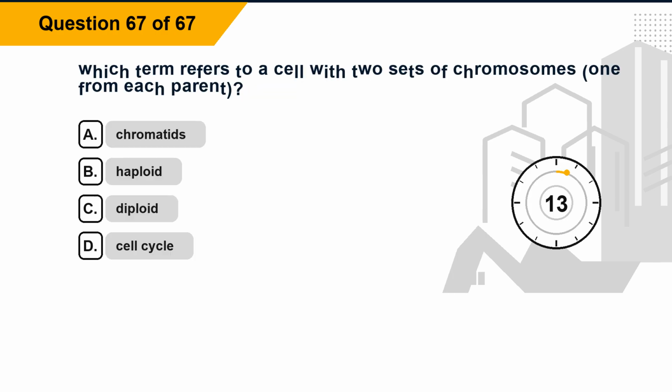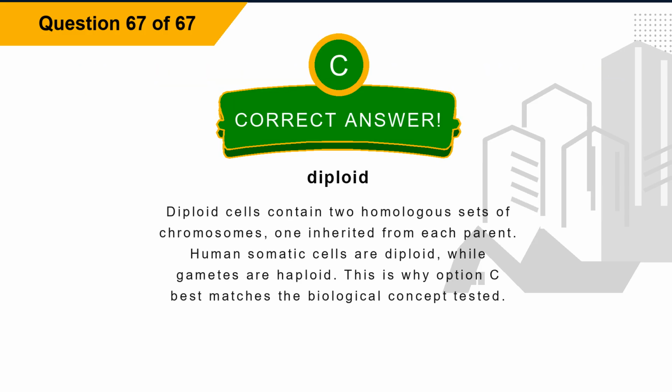Question 67. Which term refers to a cell with two sets of chromosomes, one from each parent? Option A, chromatids. Option B, haploid. Option C, diploid. Option D, cell cycle. The correct answer is option C, diploid. Explanation: diploid cells contain two homologous sets of chromosomes, one inherited from each parent. Human somatic cells are diploid, while gametes are haploid. This is why option C best matches the biological concept tested.